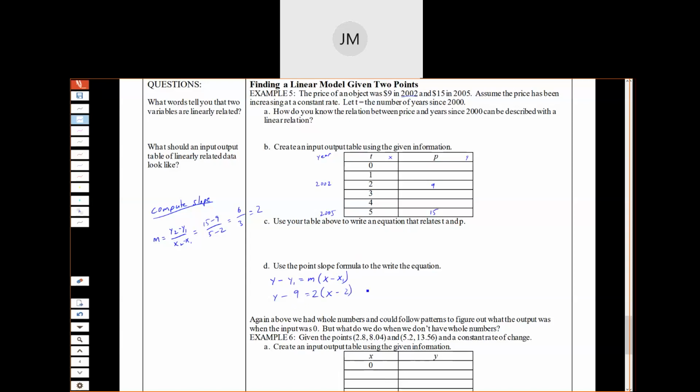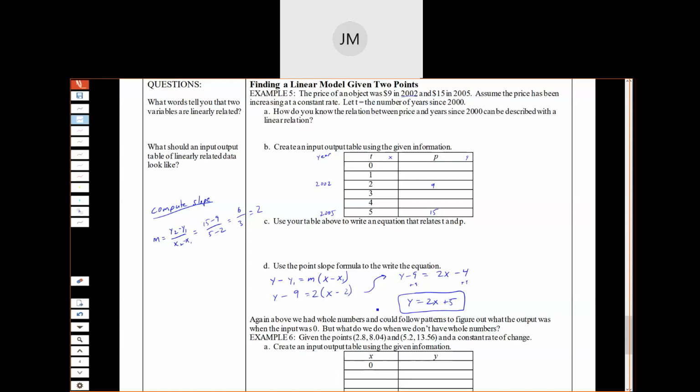Then we have our 2 steps of simplifying. Distribute the 2. The left-hand side I'm leaving alone for now. So I have 2x minus 4. And now I'm going to add 9 to both sides. -4 plus 9 is a positive 5. So I get my equation.